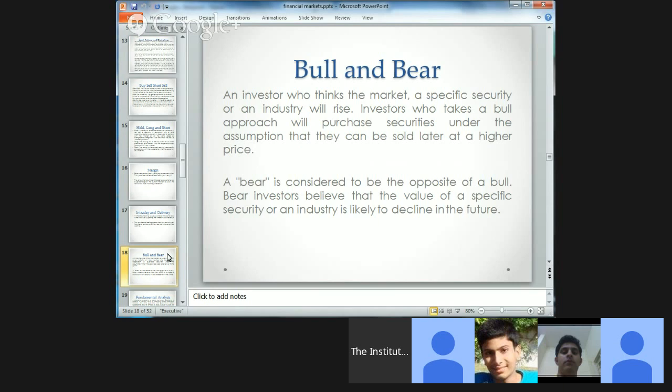They are always waiting for a crash. The market is going to crash. It's not the right price. The market is overvalued right now. So that's basically how the intention is. The bear is a very pessimistic person. I mean, they both have a trading technique.